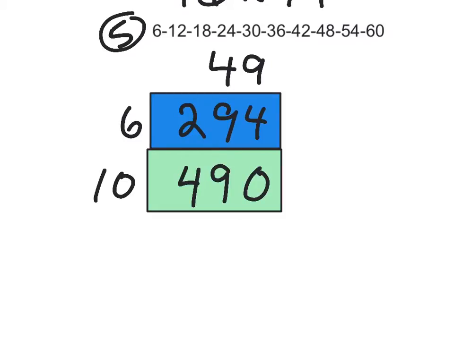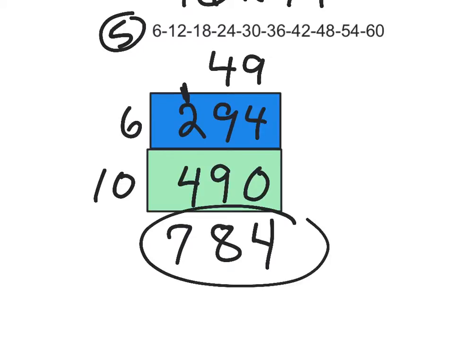And here we go. I've got 4 plus 0. It's going to give me 4 right there. And then I've got 9 plus 9, which is going to give me 18. I'm going to drop my 8 and carry my 1 right up there. Make sure you can see that. And then right here, I've got 1 and 2 is going to give me 3, plus 4 is going to give me 7. And lo and behold, right there's your answer, my friends. 784. Bam!